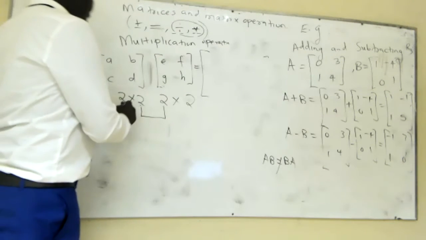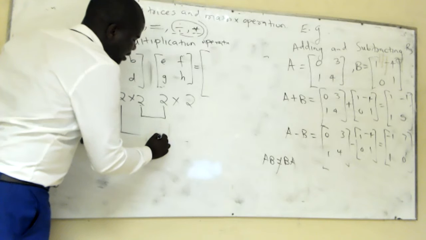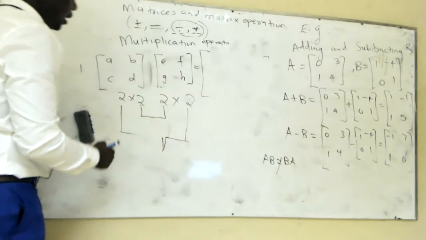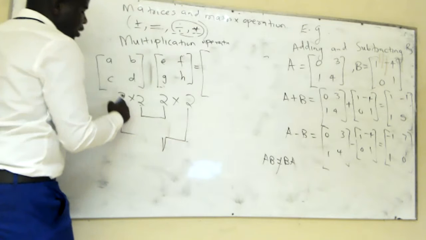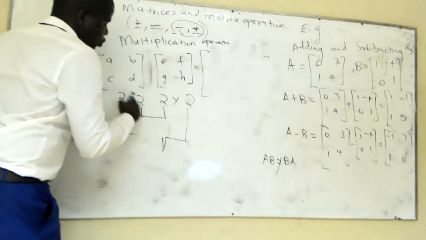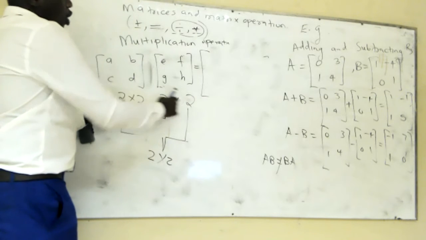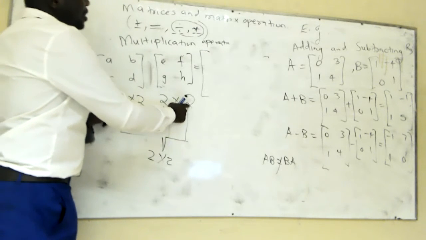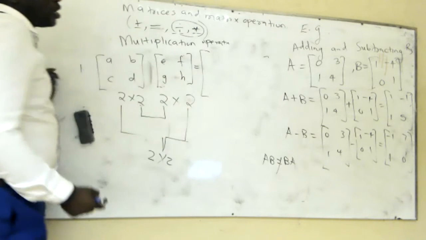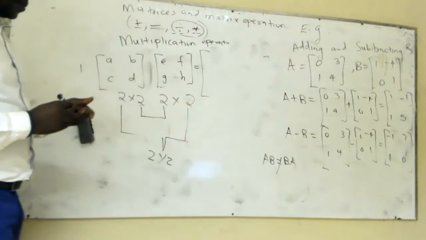Now, if they are the same, it simply guides you on what will be the size of the matrix you're going to obtain here. So the size of the matrix you're going to get by multiplying the two is given by 2 multiplied by 2, these numbers we have here. So this must be the same, and then this tells you about the size of the matrix you're going to get after multiplying these two. Are we all together?